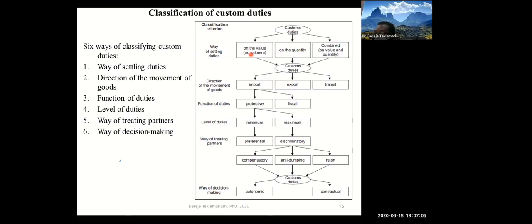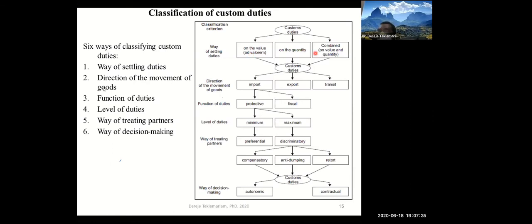A very good example of this combined tariff, on value and on quantity, is Denmark. Before some of the commodities arrive, let's say from Brazil or Colombia, at the port in Copenhagen, they will decide on this.